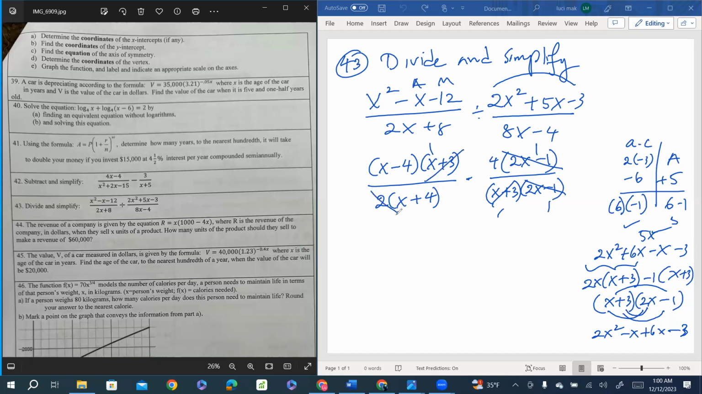2 cancels with, that was a positive 8, right? Yeah, 2 cancels with 4, that's a 2 here. So the final answer: on the numerator, we have 2 times x minus 4, and x plus 4 in the denominator, and that's the final answer. Let me check 43. Why do I feel like it might be wrong? Okay, so 2 times x minus 4 divided by x plus 4. That's correct, actually. All right, so let's look at the next question.